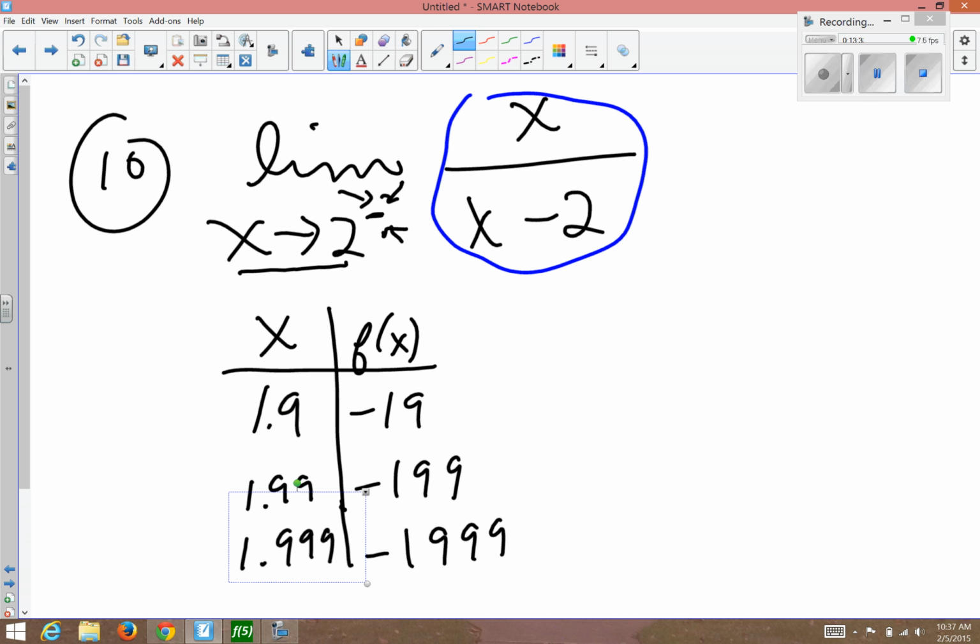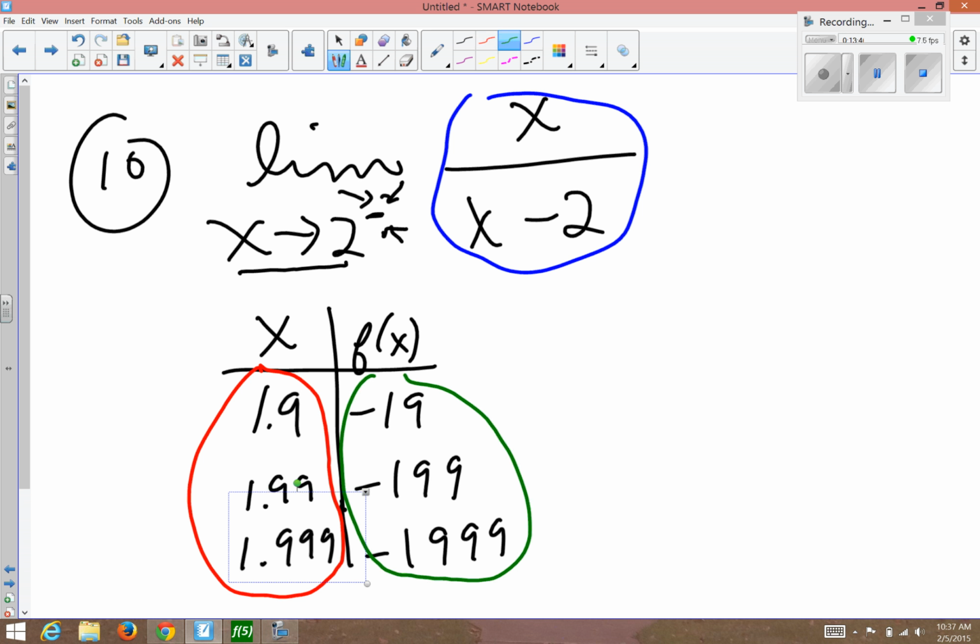So here's the story. This red, that's what we mean by x approaching 2 from the left. These numbers tell me the answer to exercise 10 is -infinity, because these numbers are getting closer and closer to something we call -infinity. That's the answer.